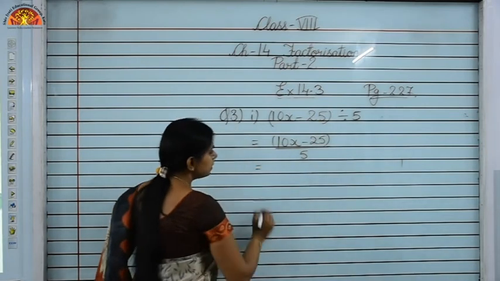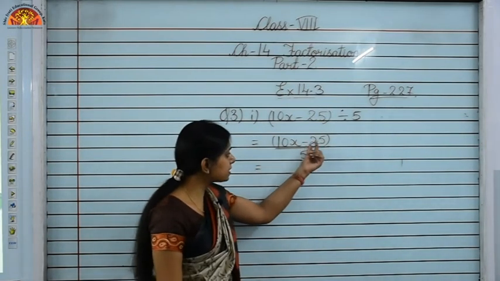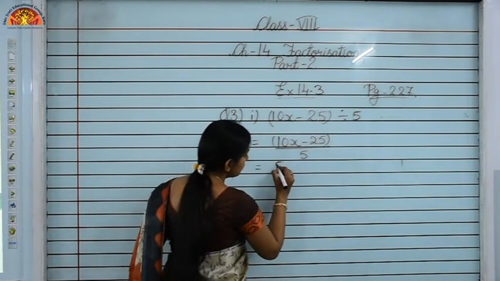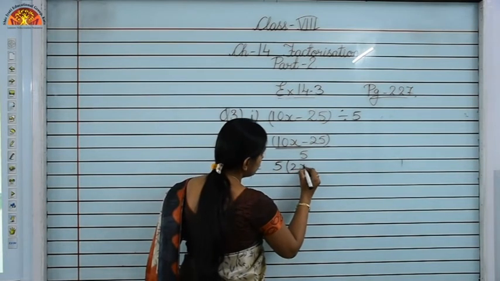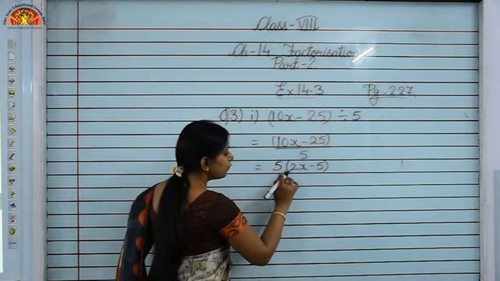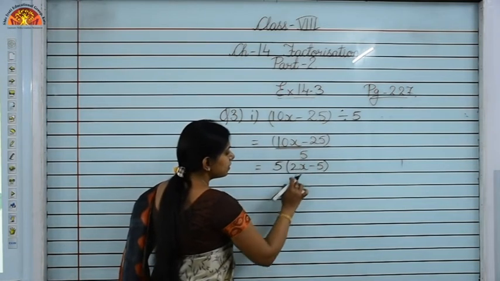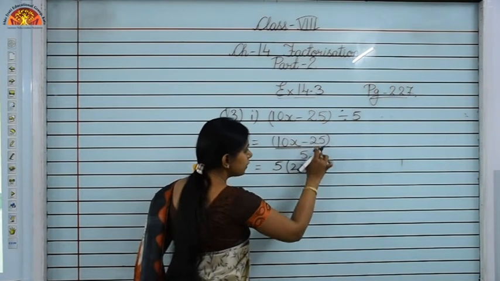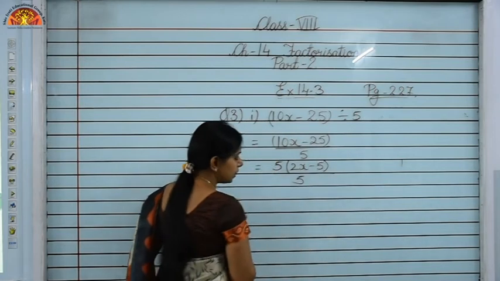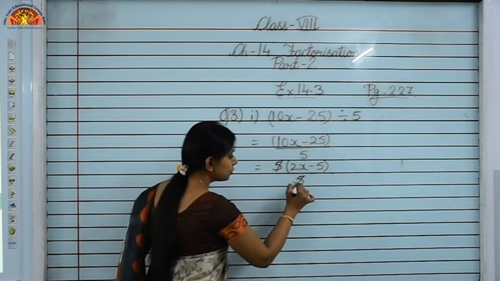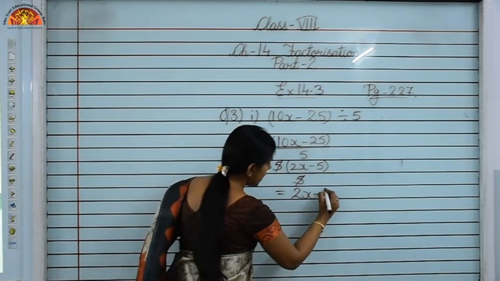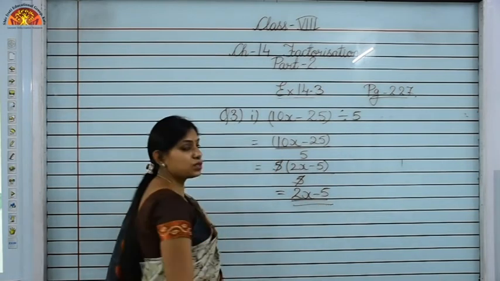Now children, you can see that you can take out common. Here it is 10x and here it is 25. Both are the multiples of 5. So we can take 5 common. So 5 into 2x minus 5. So when you multiply 5 with 2x, it will come 10x minus sign, and 5 into 5 is 25. So we have just taken out 5 common, divided by 5. Now 5 in the numerator and the denominator will be cut. So your answer is 2x minus 5. This is your answer.